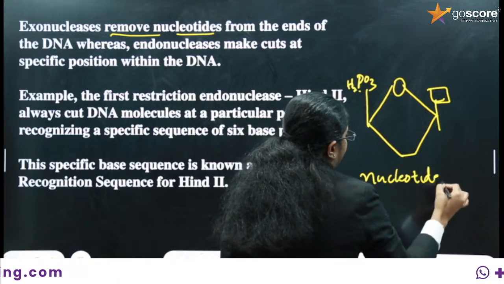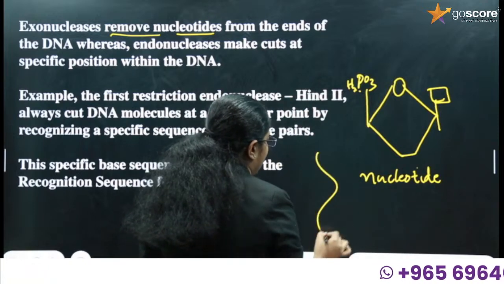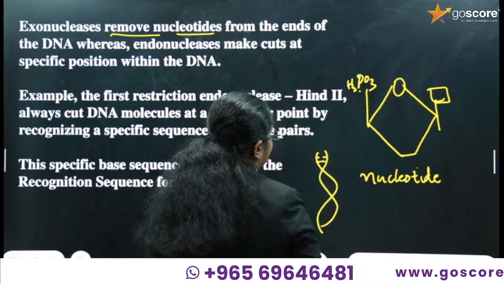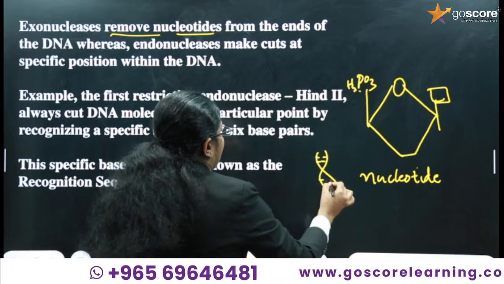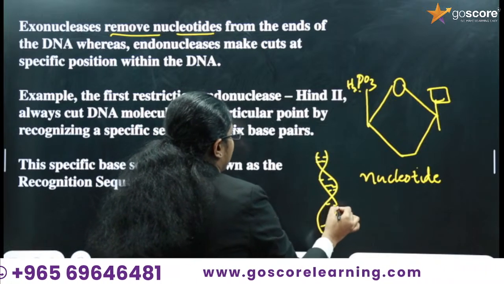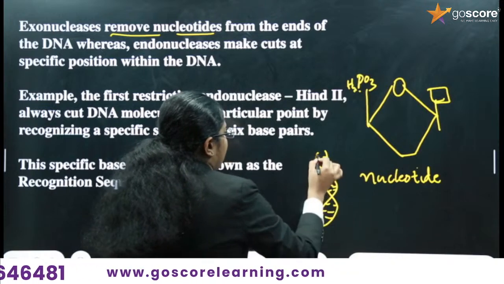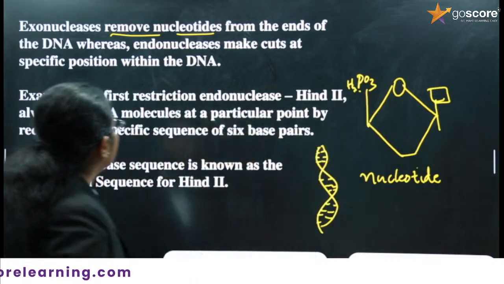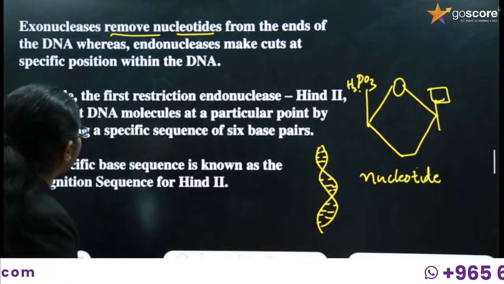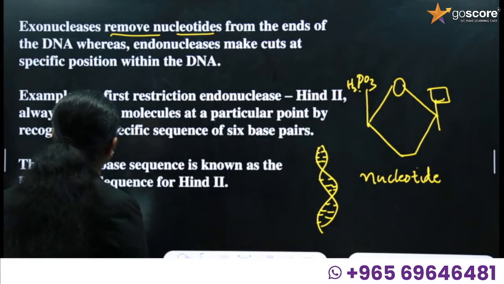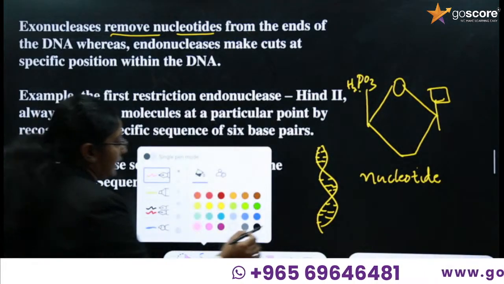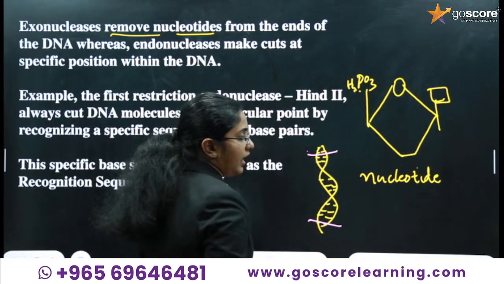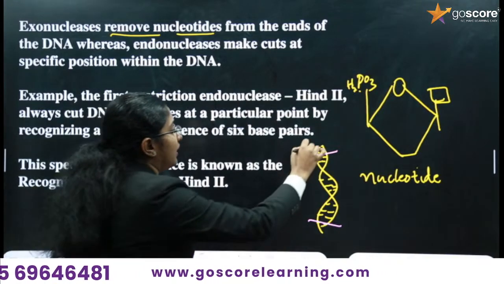In the case of DNA, it is double stranded, that is adenine pairs with thymine, guanine pairs with cytosine, right? So we can say this is a kind of DNA where nucleotides are present. Here we can draw 3 nucleotides or 4 nucleotides. So what is the function of exonuclease? Exonuclease removes nucleotides from the ends of DNA. That means you can find the ends here. This is one end and this is the other end. So this exonuclease will act upon this end of DNA and it will cleave the DNA.